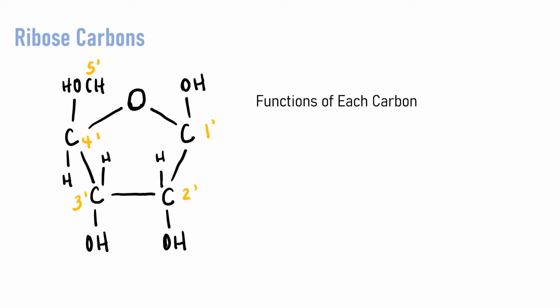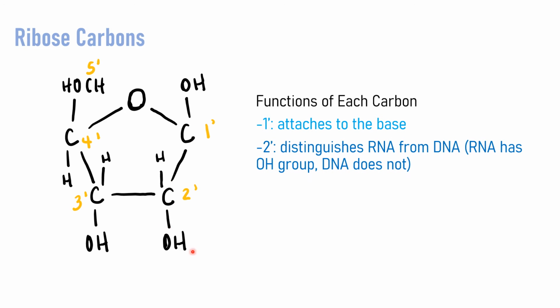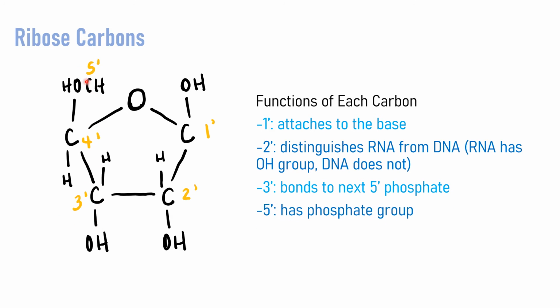Here we have a ribonucleic acid. Carbon 1' is attached to the base. Carbon 2' allows us to determine whether the nucleic acid is RNA or DNA because RNA has the oxygen in the 2' carbon and DNA does not. The 3' carbon bonds to the next 5' phosphate to help make the backbone, and the 5' has a phosphate group.